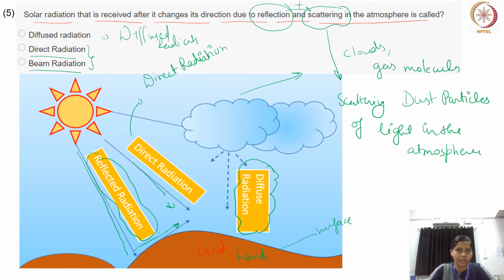Diffuse radiation. So the correct answer for this question will be your option number 1. Is it clear? You can write yes in the chat box. Is this clear to everyone?